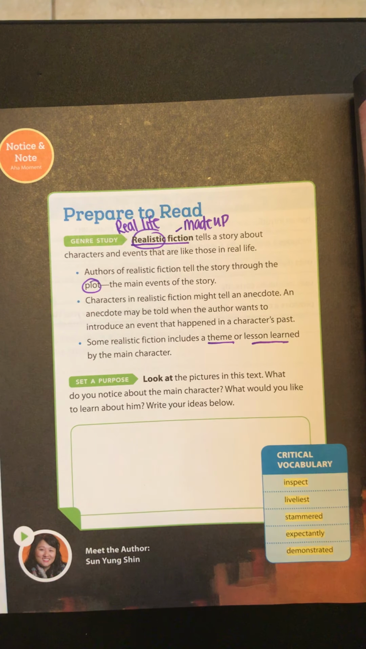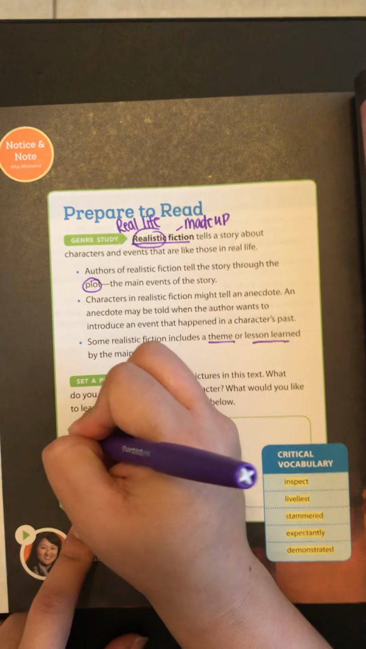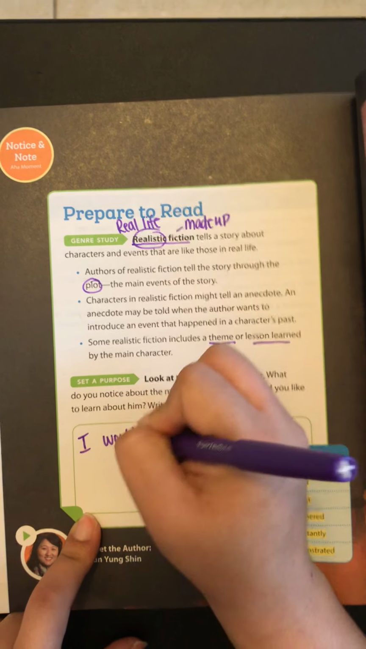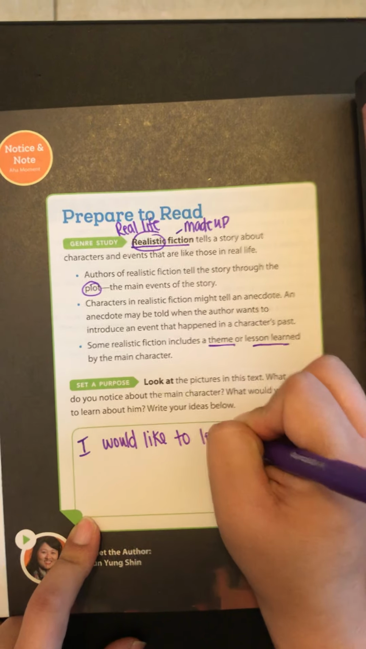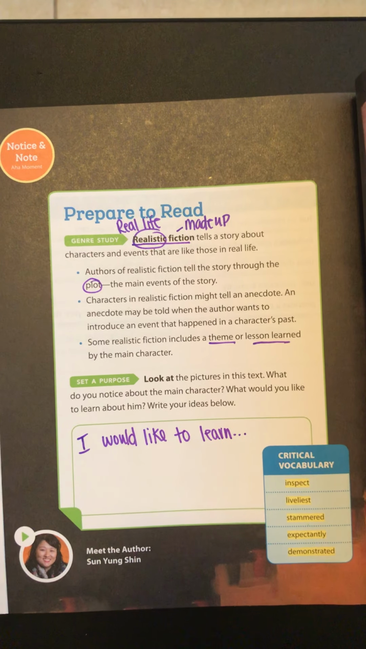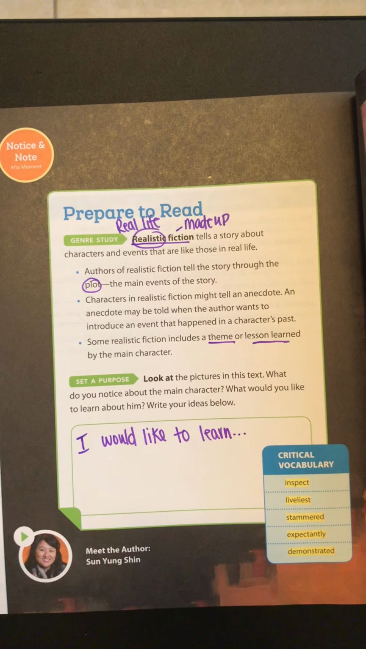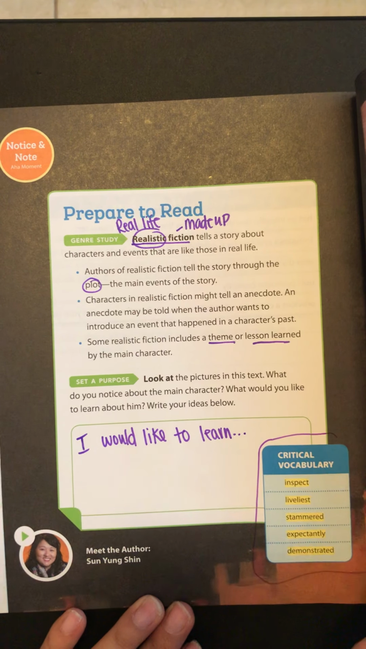So before you get started, let's go ahead and write a sentence or a couple of sentences where you ask yourself a question about what we're about to read. So what would you like to learn? I'm going to start with, I would like to learn, and go ahead and fill it out. When you're done doing this, guys, send me a picture. I want to see your responses. I want to know what it is that you want to learn in this story. So also, boys and girls, they gave us our critical vocabulary.